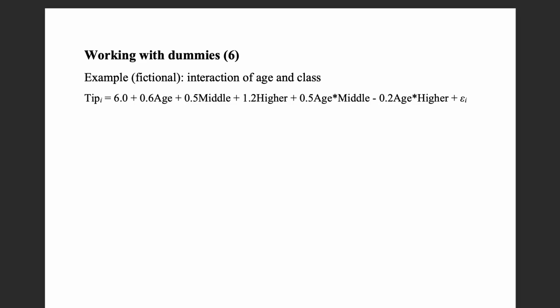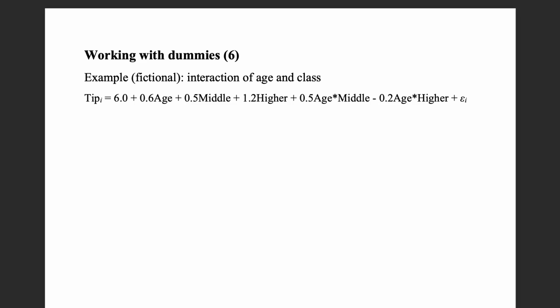So the entire regression model gives us 6.0 plus 0.6 times age, plus 0.5 times middle class dummy, plus 1.2 times higher class dummy, plus 0.5 times age times middle class dummy, minus, so a negative coefficient in this case, 0.2 times age times the higher class dummy, plus an error term. So that's a fictional example of the kind of regression estimates that you can get.